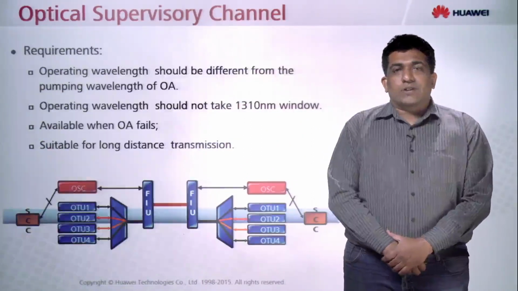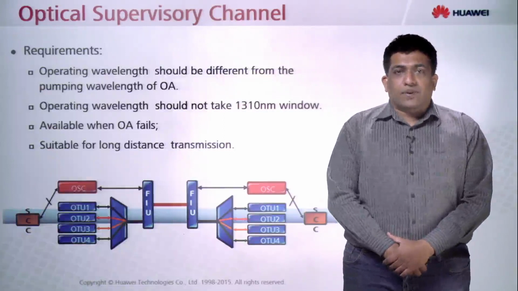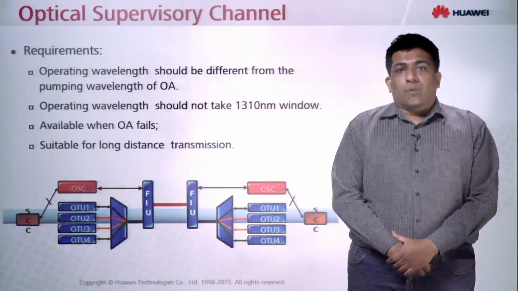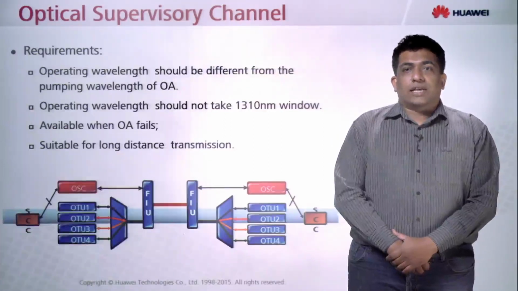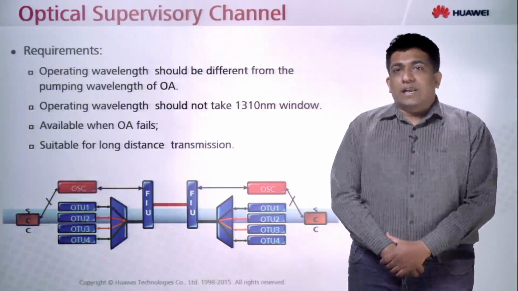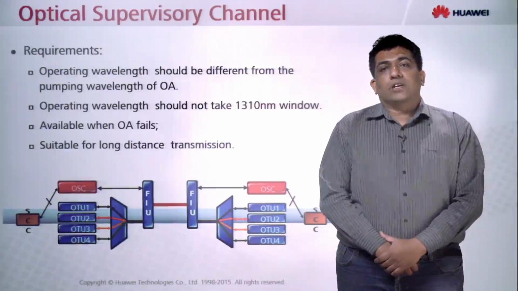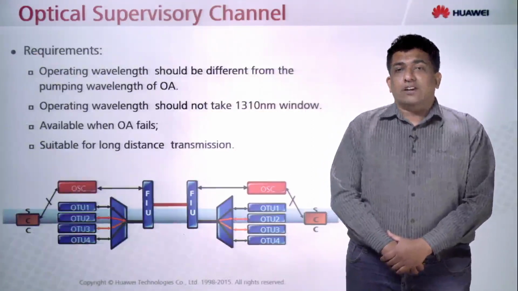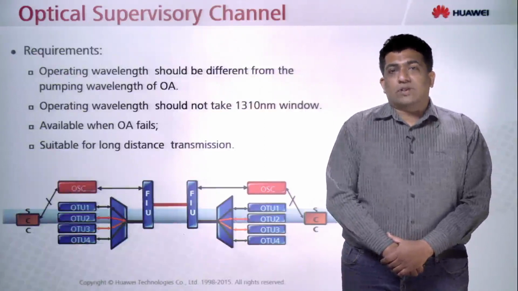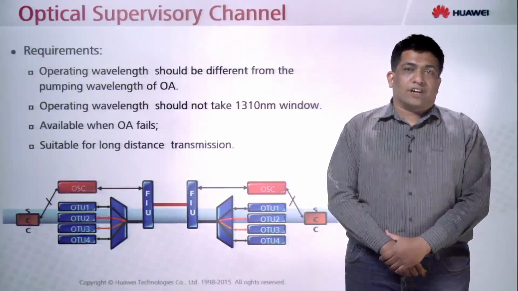The basic requirement for this OSC is that the operating wavelength should be different from the pumping wavelength of the OA, which is your optical amplifier. The operating wavelength should also not take the 1310 nanometer window. And it should be available when the OA fails, and it's suitable for very long distance transmission. Basically what we are trying to say is we are transmitting our OSC signal in a different path, so that it does not interfere with the existing transmission of all the lambdas.